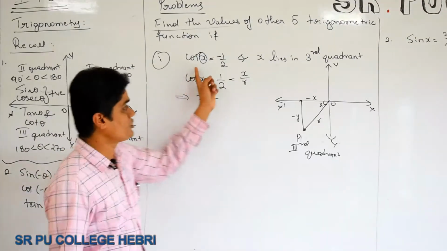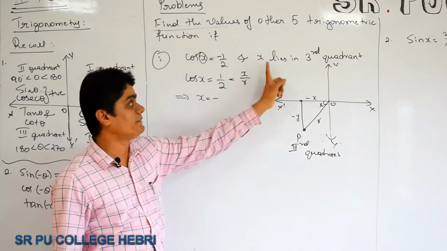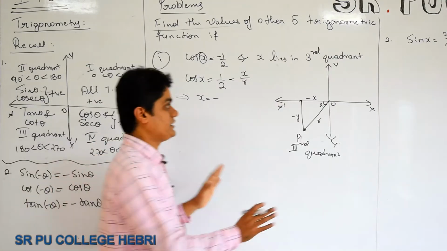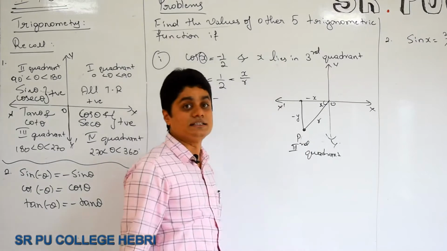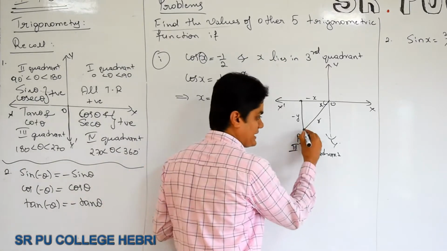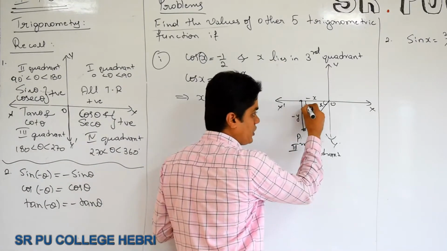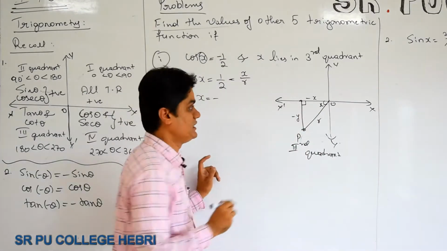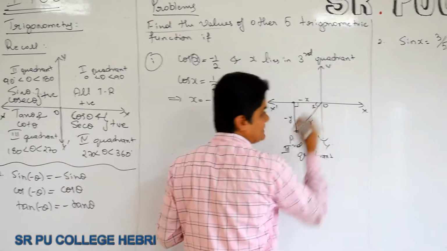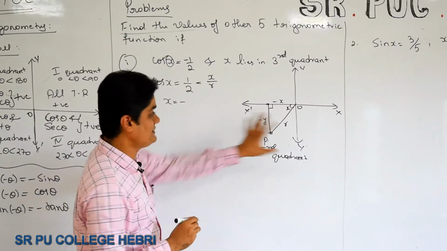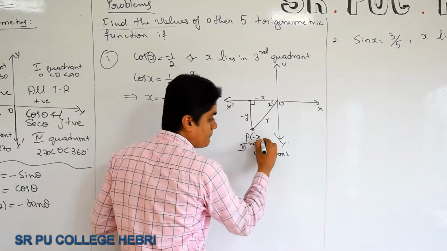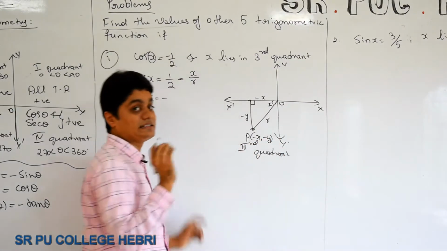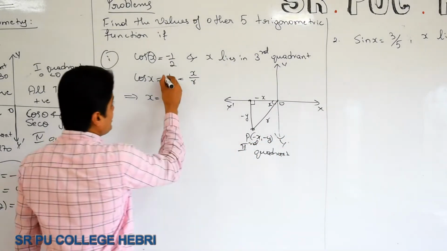The first question is: cos x is equal to minus half and x lies in the third quadrant. What should we do? Draw a diagram where the point belongs to the third quadrant. Take a point in the third quadrant, draw a perpendicular to the x-axis, with this angle as x. Since it is in the third quadrant, its coordinates are minus x and minus y.